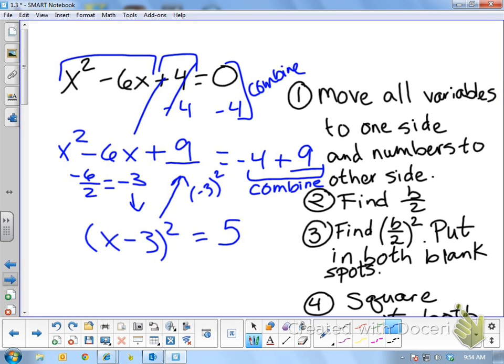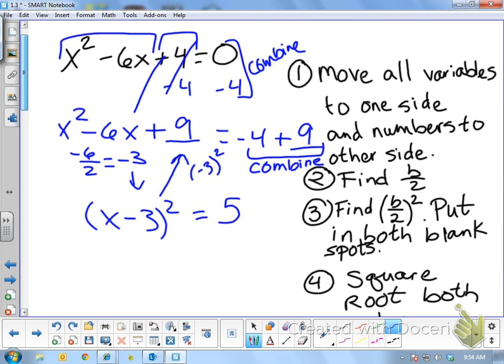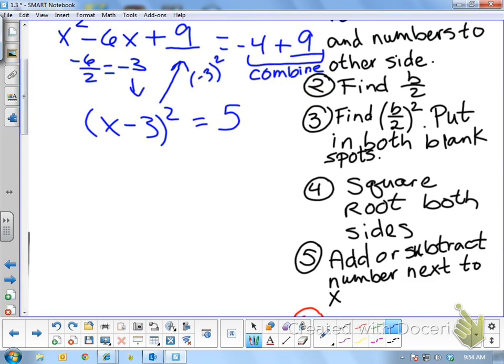So that was just the first 3 steps. Excuse me, 3? Wait, so there's 3 more? Yes, there are.